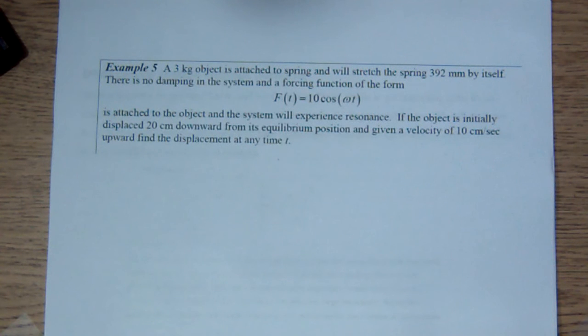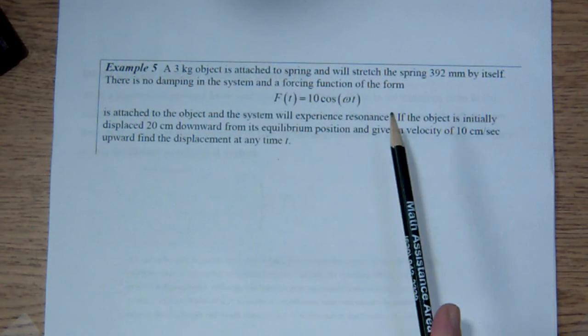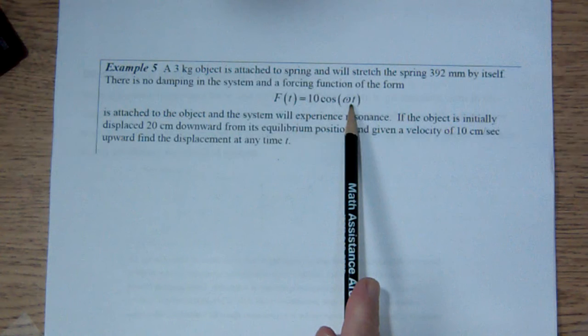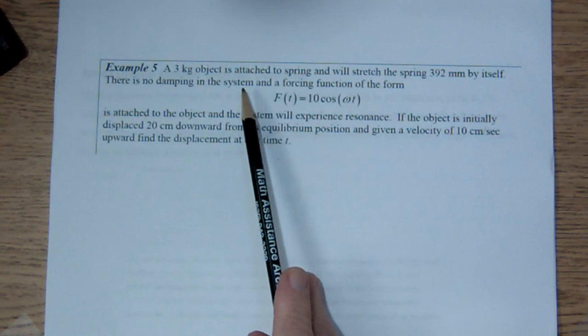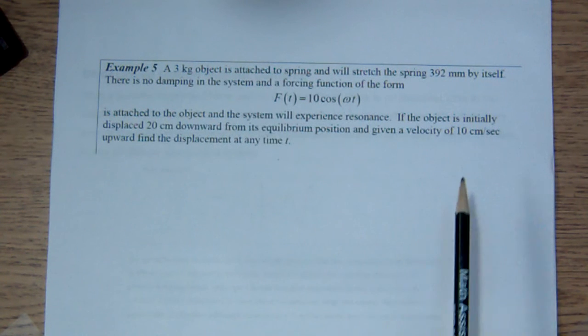So we have, and this time we're doing metric system, a 3 kilogram object attached to a spring, and it stretches the spring, it looks like 392 millimeters, so you have to be mindful of the units on this, by itself. There is no dampening in the system, but the forcing function is of that form. Capital F of t, this is after you've already divided by m, is 10 cosine omega t, and that's attached to the object, and the system will experience resonance. Now they're talking about pure resonance here, so the omega here has to be the natural frequency of the system that we had to start with.